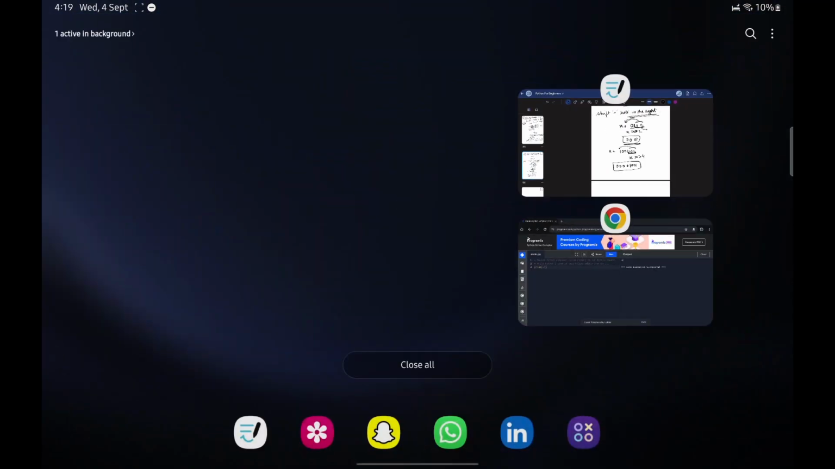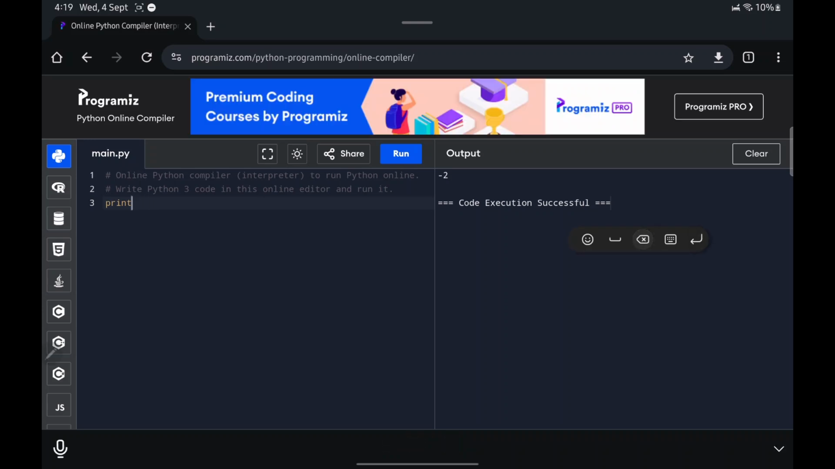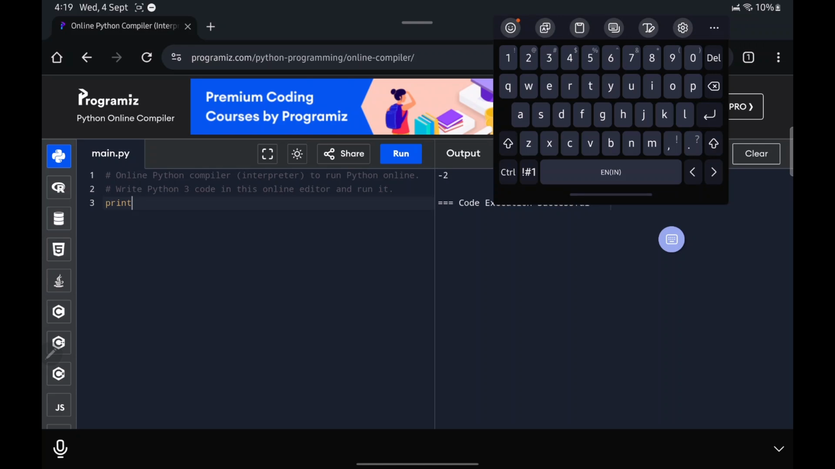Let's move over to the compiler. So as I said, first we'll be doing our left shift operator. So 1 left shift 2.